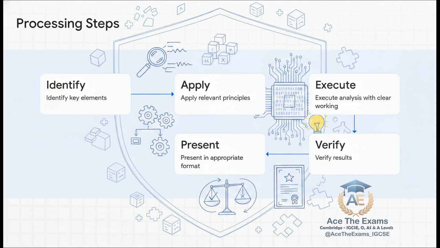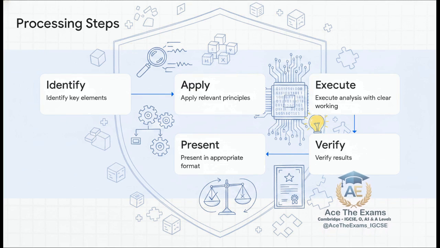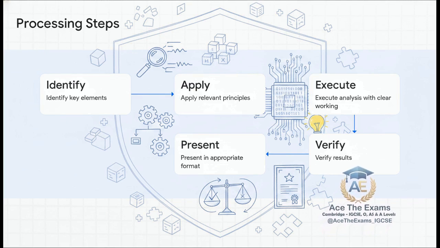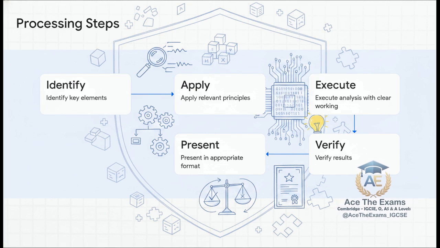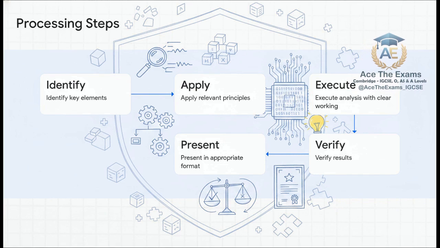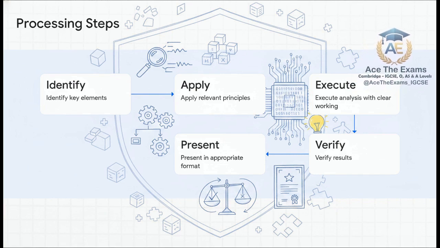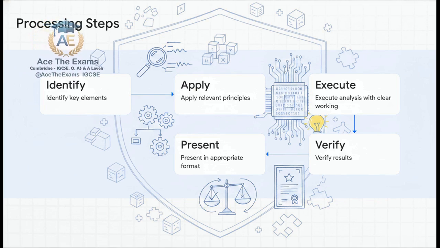Step 2. Apply relevant principles. You extract the relevant data and select your analytical framework. Step 3. Execute analysis. This is where the magic actually happens. You do the hard work with clear notation, extracting data from binary representations if required, and building your logical argument piece by piece. Step 4. Verify results. Take a step back. Does your conclusion actually answer the specific question that was asked? And step 5. Present format. You write it all out using correct, highly professional computer science terminology.